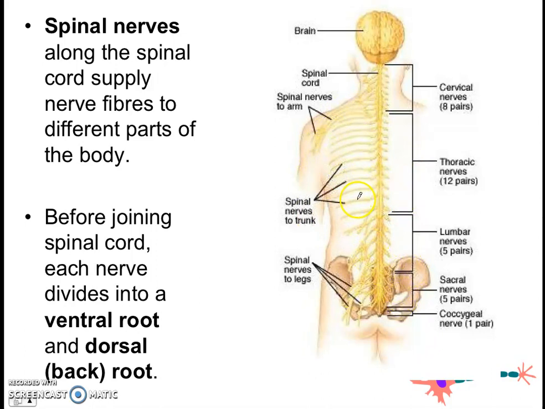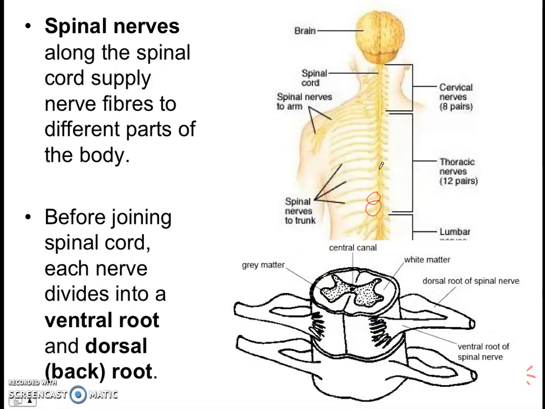Now, interestingly, if we take a closer look at these spinal nerves, so if we zoomed in at the spinal nerve, just before it reaches the spinal cord, we'll notice something interesting. So this here is the spinal nerve over here. Now, before joining the spinal cord, each nerve will divide into two roots, right? It will divide into the ventral root and the dorsal root.